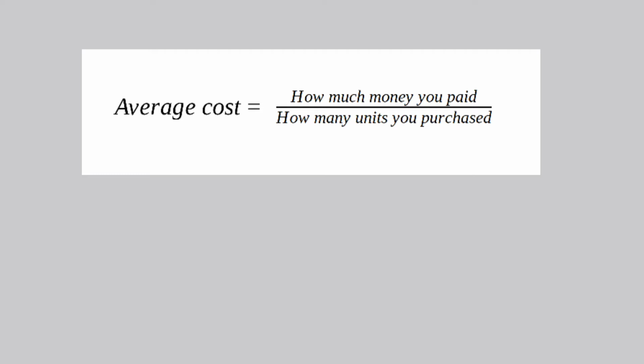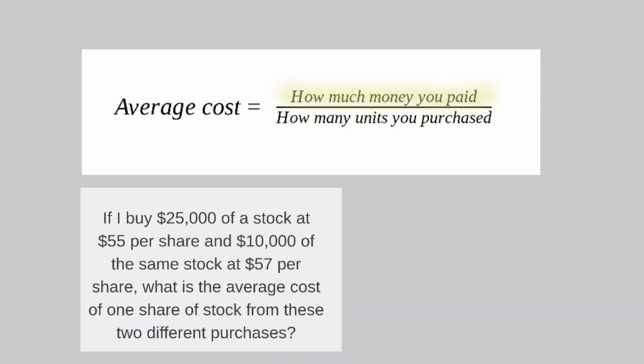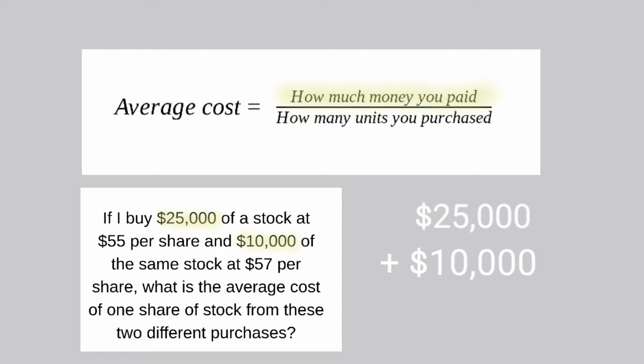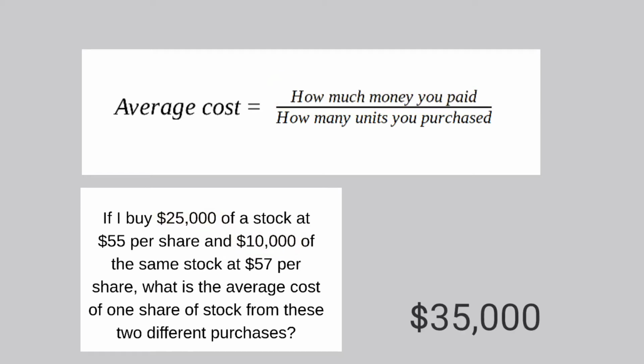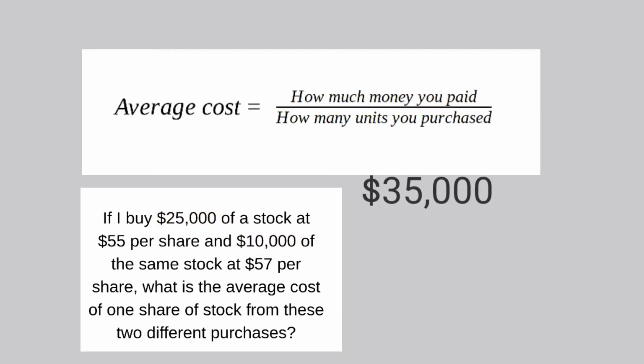In this example, the easiest part is knowing how much money you paid total for all of the stock shares. And that total paid is $35,000, which you get when you add the $25,000 you paid for the stock at $55 per share to the $10,000 you paid for the stock at $57 per share. So the amount of money paid for all of the stocks is $35,000.